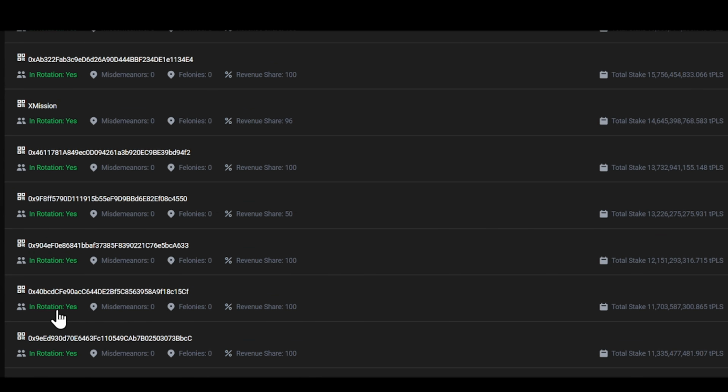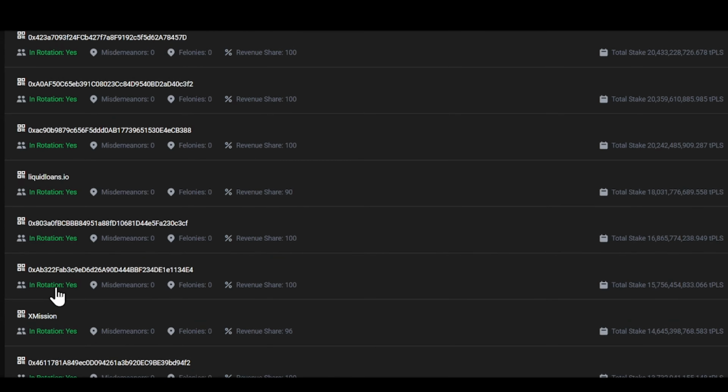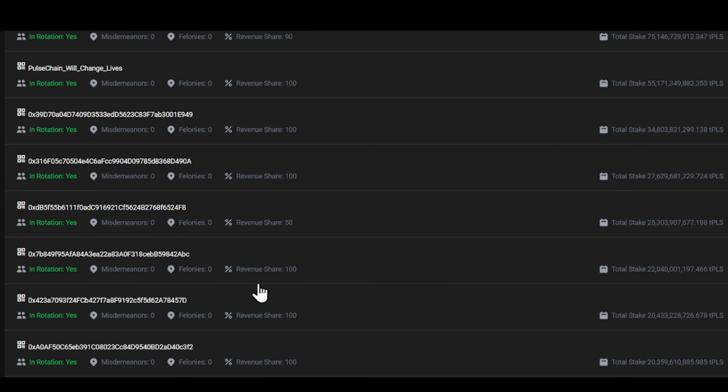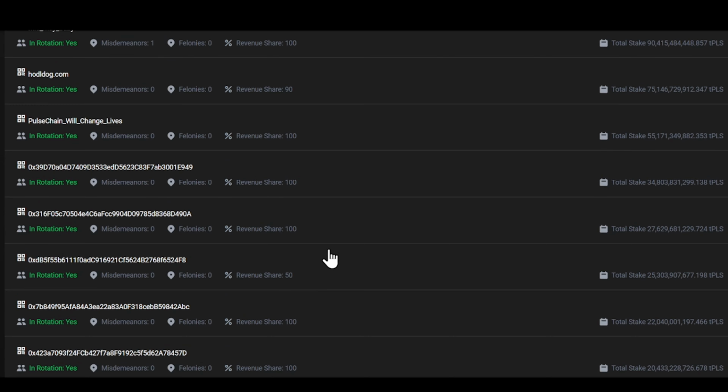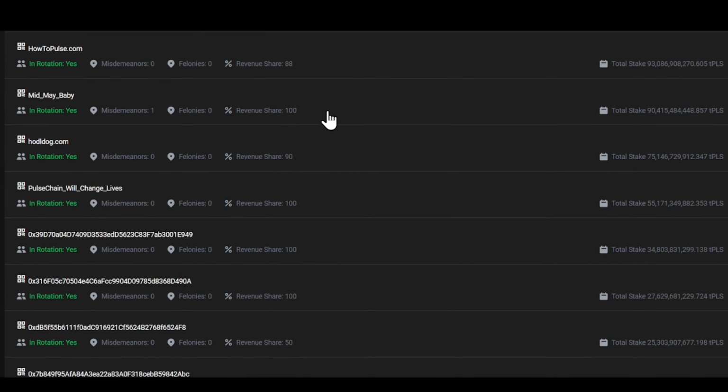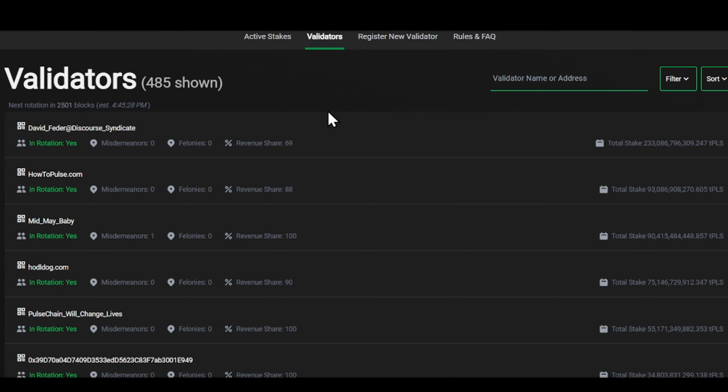Right over here on the left side, you can see rotation, the address, everything. You can even see the revenue share. This one right here, 100%. This one, 50%, 100%, 100%, 100%, 90%. There are just many different examples here.